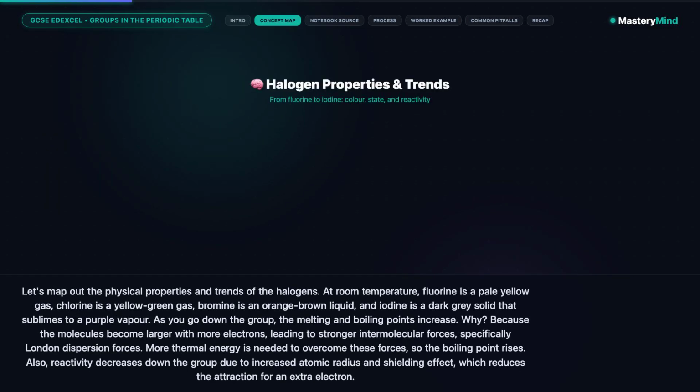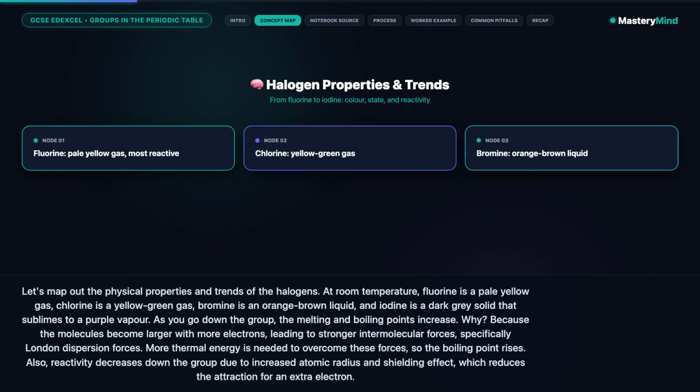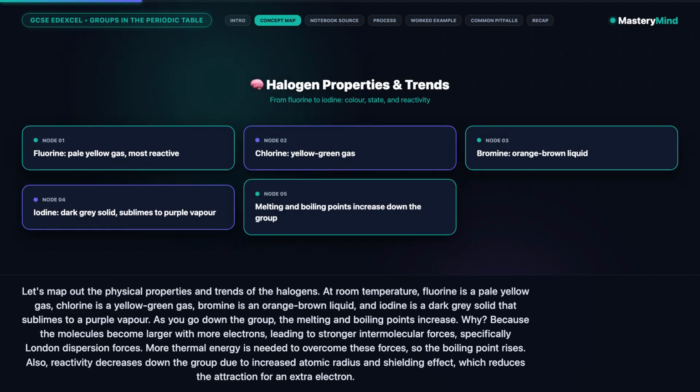Let's map out the physical properties and trends of the halogens. At room temperature, fluorine is a pale yellow gas, chlorine is a yellow-green gas, bromine is an orange-brown liquid, and iodine is a dark gray solid that sublimes to a purple vapor. As you go down the group, the melting and boiling points increase.